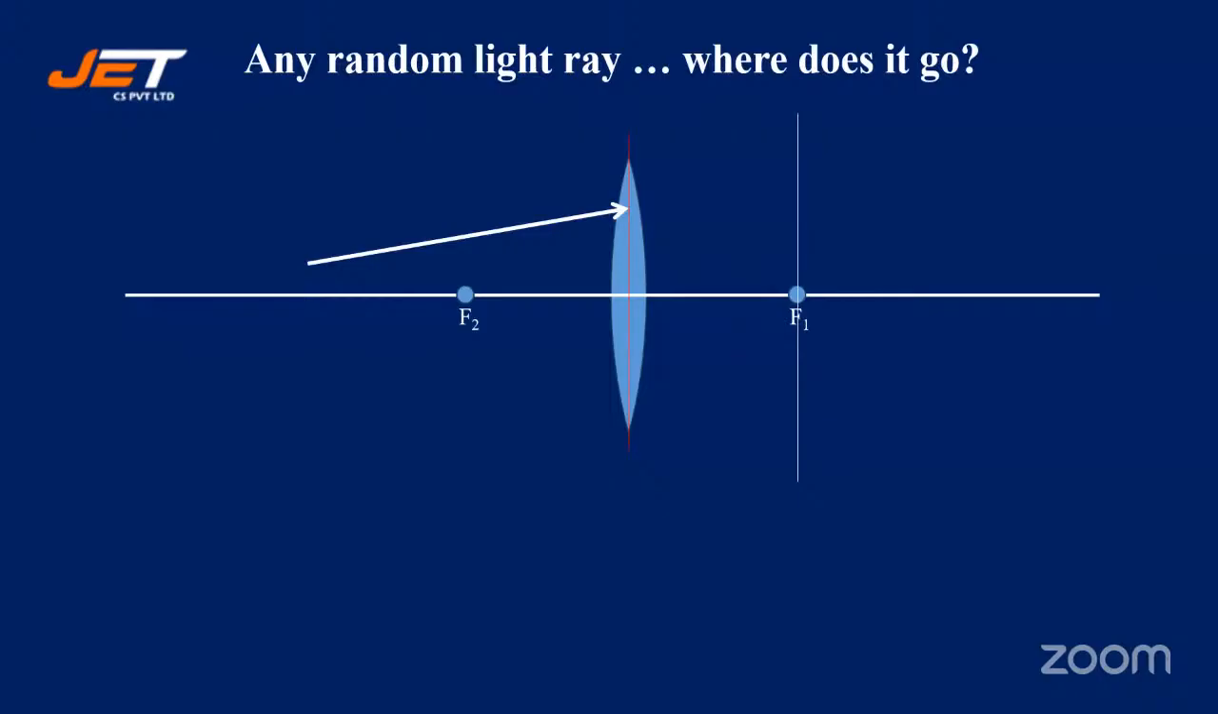Parallel to the principal axis will pass through F1. Through F2 will become parallel to the principal axis. Through the optic center goes undeviated. But how about this ray, which is neither parallel to the principal axis nor passing through the optic center? So how does this behave after refraction? Can you tell, students? How does this go?